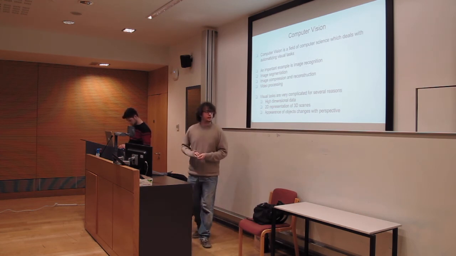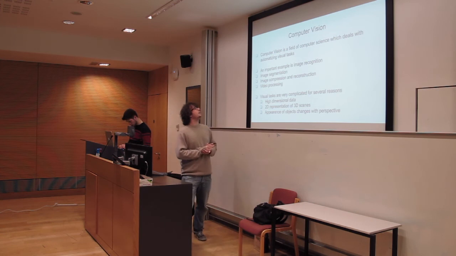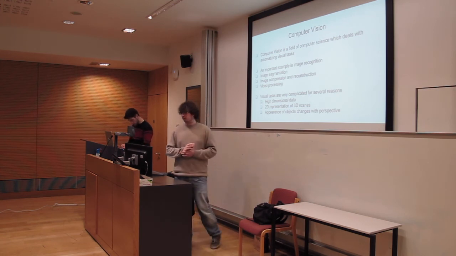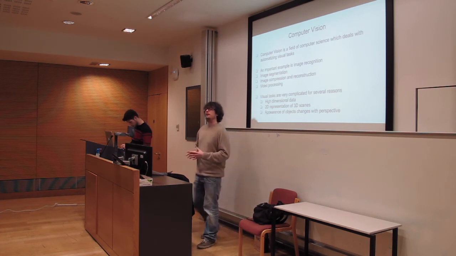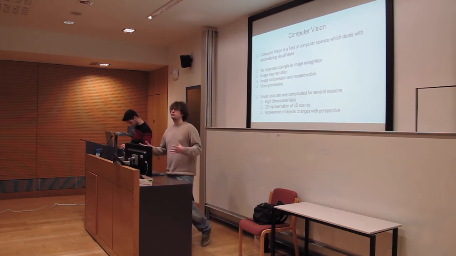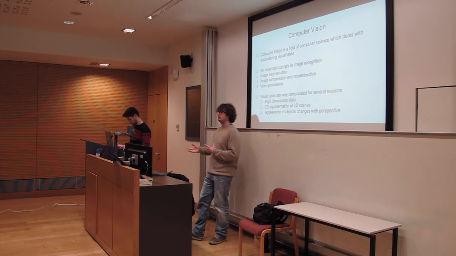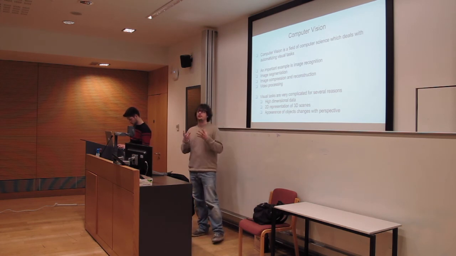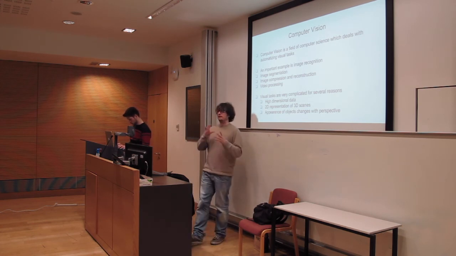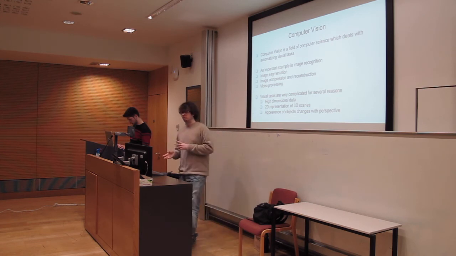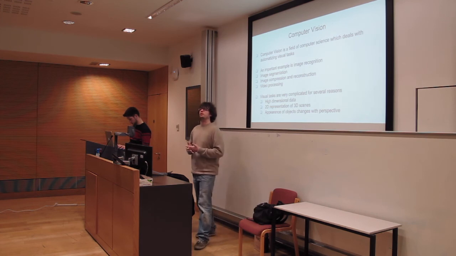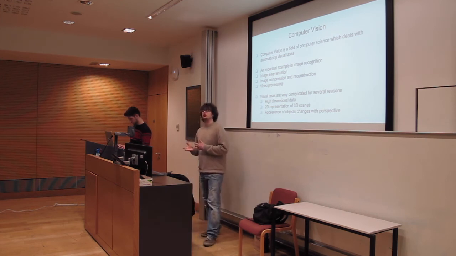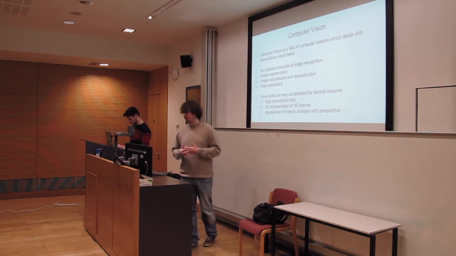One of the fields which is using these kinds of techniques the most is computer vision. Computer vision is the field of computer science which deals with making visual tasks automatic. So problems such as recognizing an object in an image, segmenting an image, which means identifying inside the image the different objects that are present, or compression, reconstruction, video processing. All these kinds of visual tasks can actually be performed very well using deep learning.